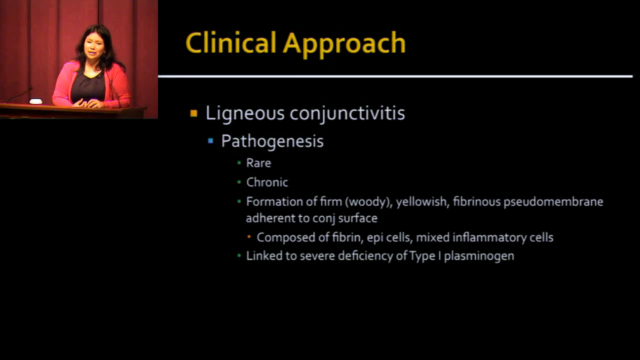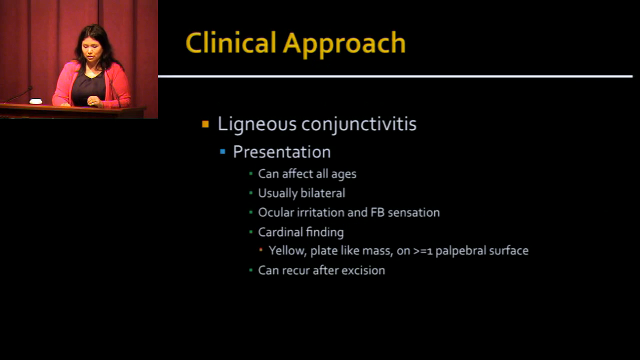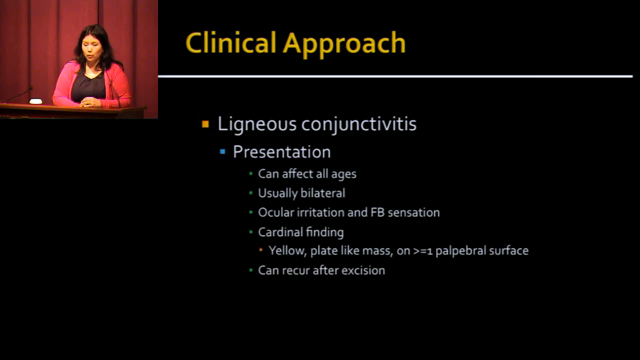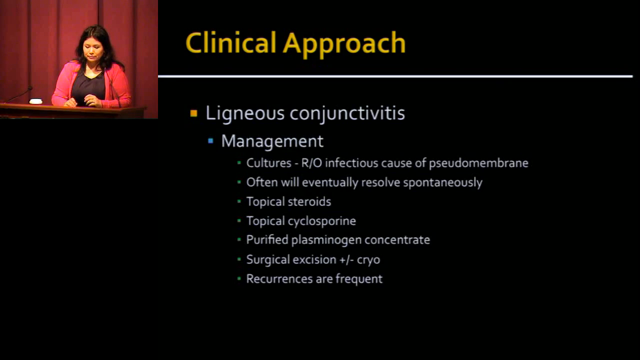They're not really sure what the etiology of this is. Some people think it's foreign body related. Some people think it's a severe deficiency of type 1 plasminogen, but we're not really sure what causes ligneous conjunctivitis. But it can affect all ages. It's usually bilateral, causes irritation, foreign body sensation, and again, just like the picture shows, you won't forget it, a yellow plate-like mass, and it's usually on more than one palpebral surface. It can come back after you peel it off.